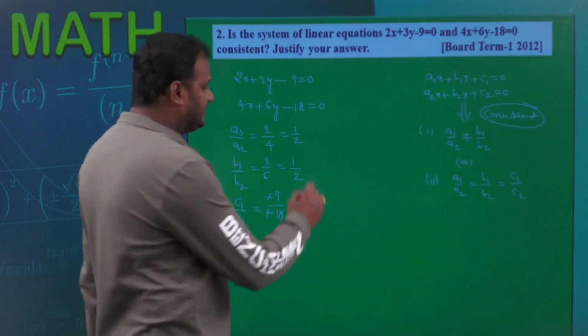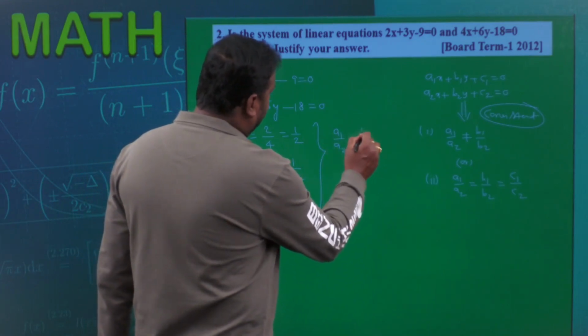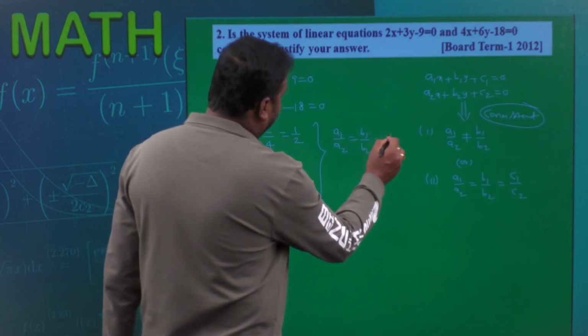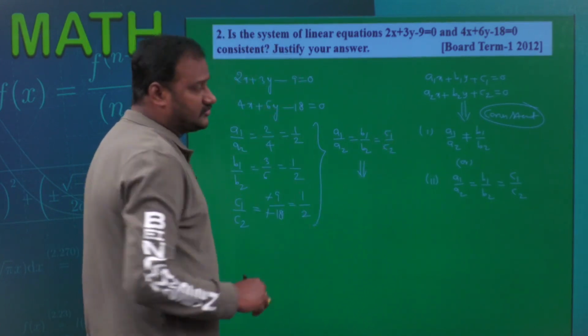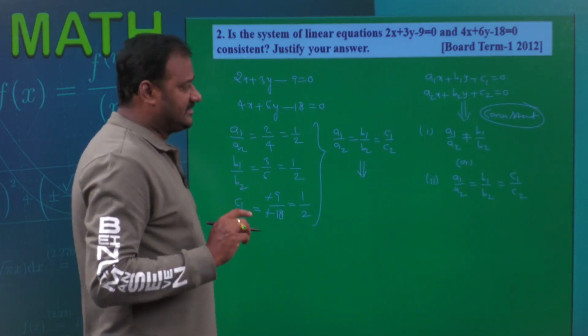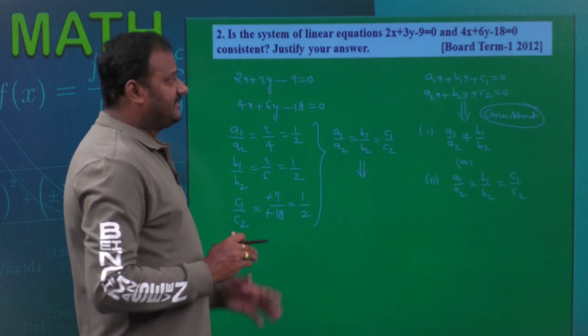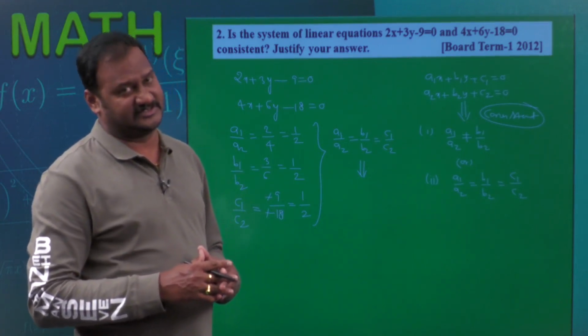So what do you mean by this? It means A1 by A2 is equal to B1 by B2 is equal to C1 by C2. Therefore, our given two equations of lines are coincident lines. Since they are coincident lines, the total number of common solutions should be infinitely many.